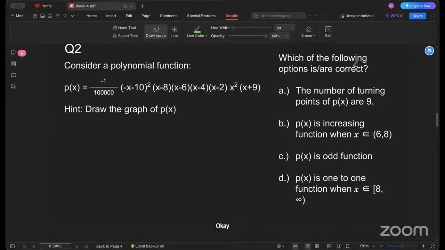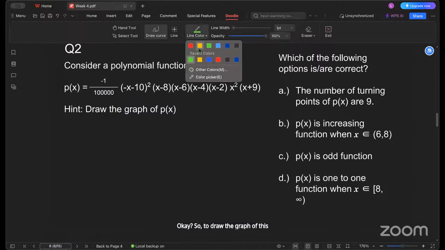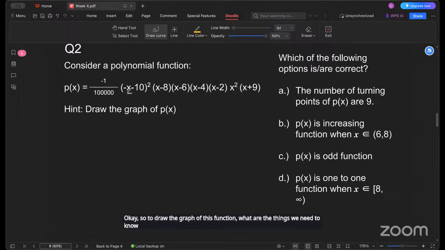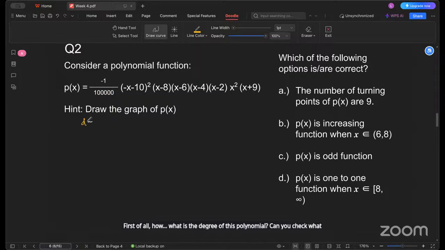Now we are asked to check the following: how many turning points, whether it is increasing or decreasing in a specific interval, whether it is odd or even, whether it is one to one in a specific interval. So all these questions we are going to see. The hint given here is to draw the graph of P of x. To draw the graph of this function, what are the things we need to know? First of all, what is the degree of this polynomial? Can you check what is the degree of the polynomial?